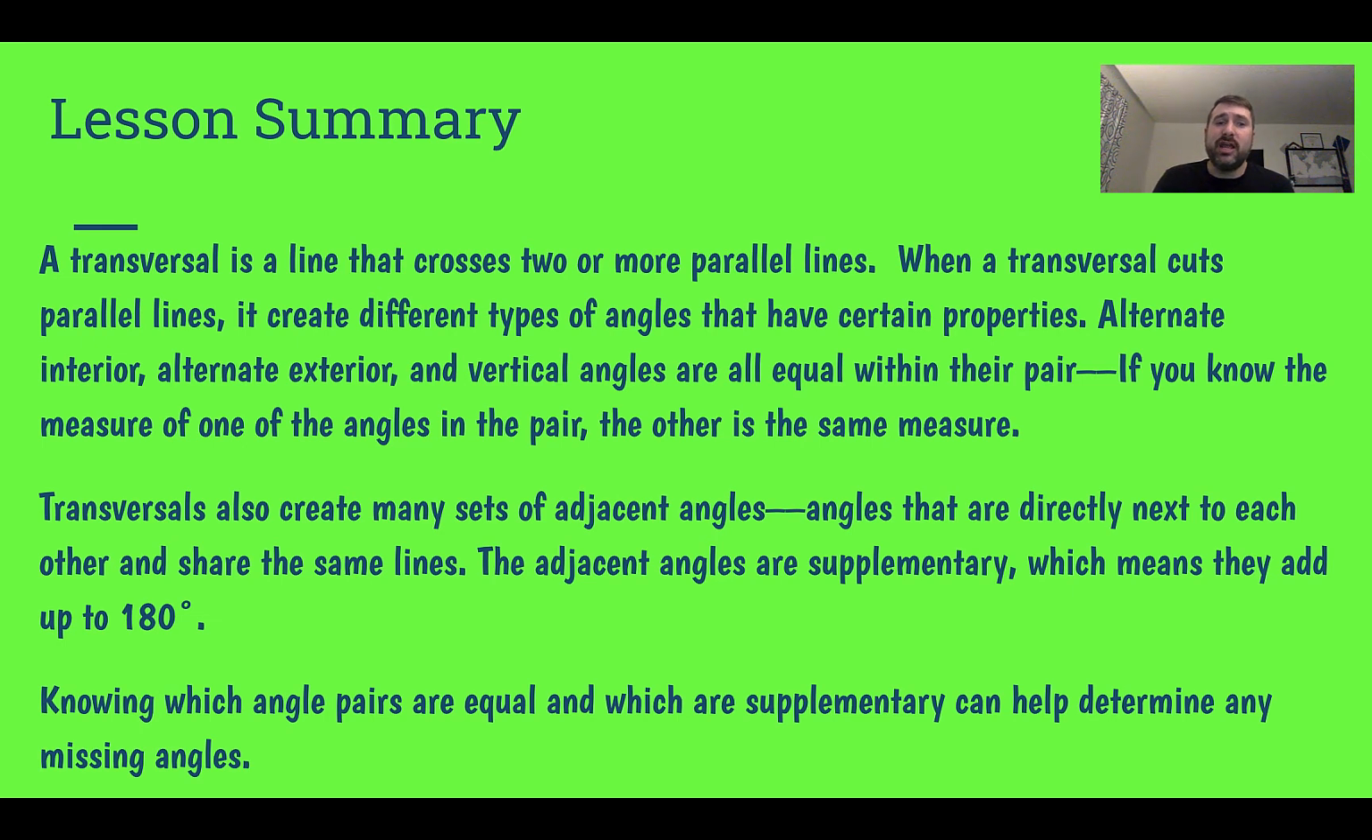Transversals also create many sets of adjacent angles, ones that are directly next to each other, and they share the same lines and vertex. The adjacent angles are supplementary, which means they add up to 180. So knowing which ones are equal and which ones are supplementary can help you to figure out any missing angles. Along with knowing that our triangles add up to 180, we can now solve all kinds of angle problems.